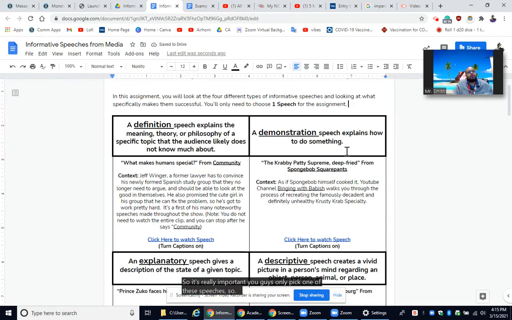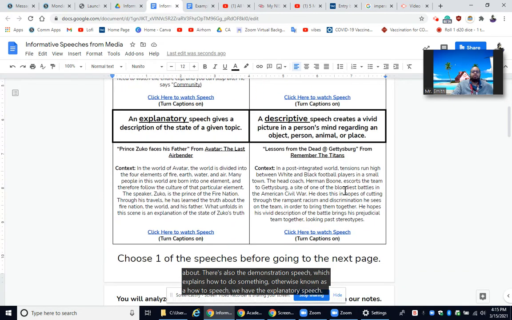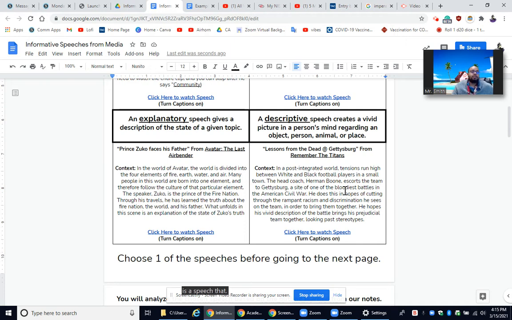So from our notes, we have established that there are 4 different types of informative speeches. There's the definition speech, which explains the meaning, theory, or philosophy of a specific topic that the audience likely does not know much about. There's also the demonstration speech, which explains how to do something, otherwise known as a how-to speech.